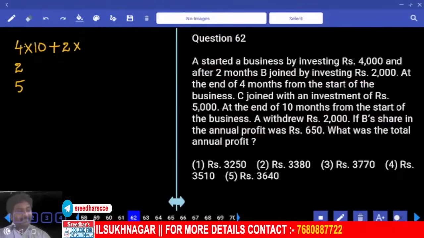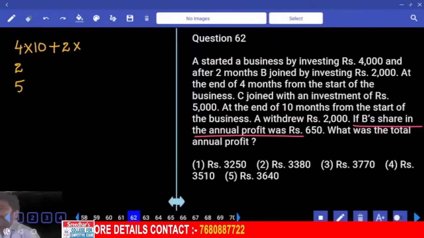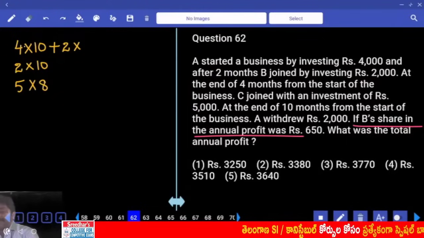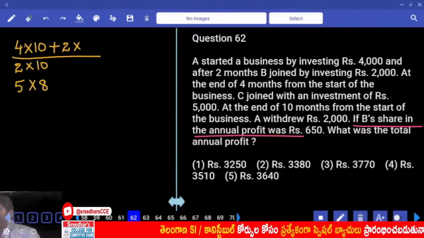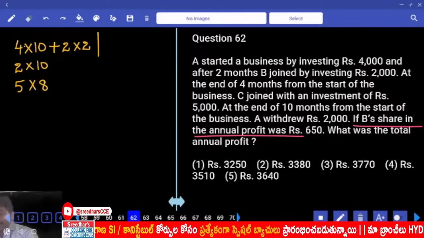And then, B's share in the annual profit. Now after this statement, neither B nor C reinvested, nor withdrew their money. Correct? So when did B join? He will be there for 10 months only. When did C join? He will be there for 8 months. Now A is there from the beginning till the end. His time period should be 12 months. Already 10 months over, remaining 2 months.